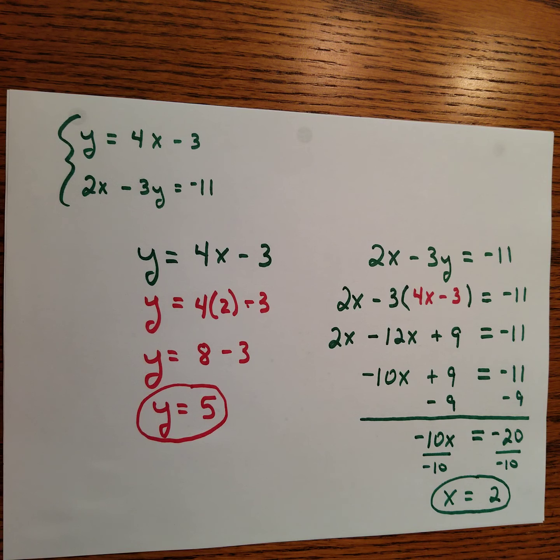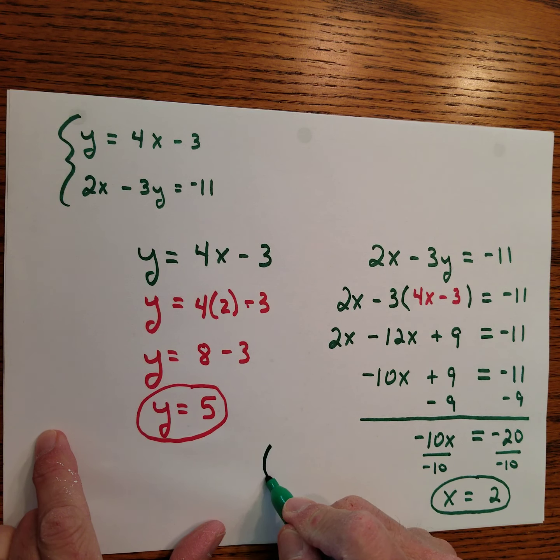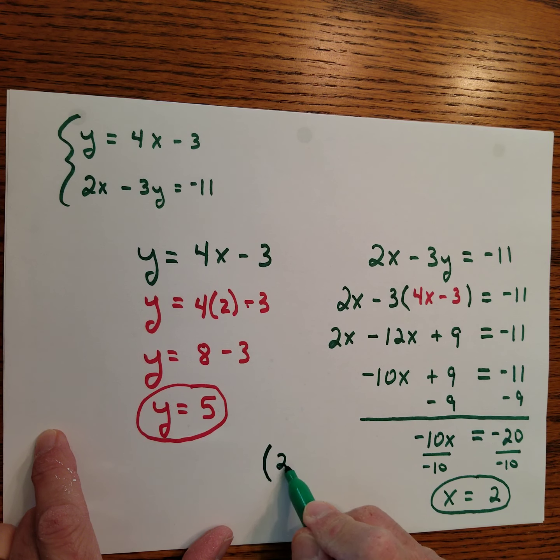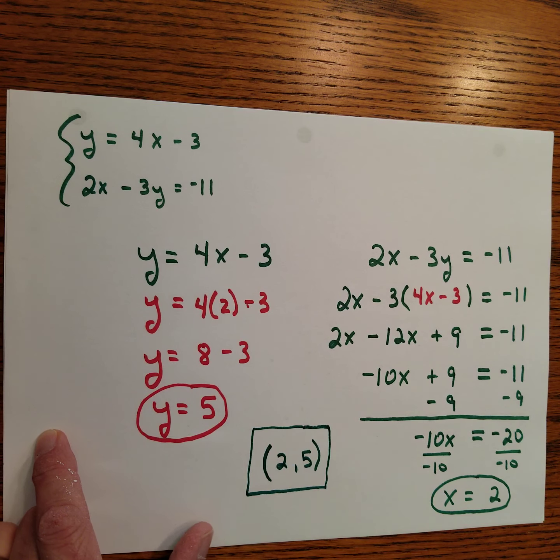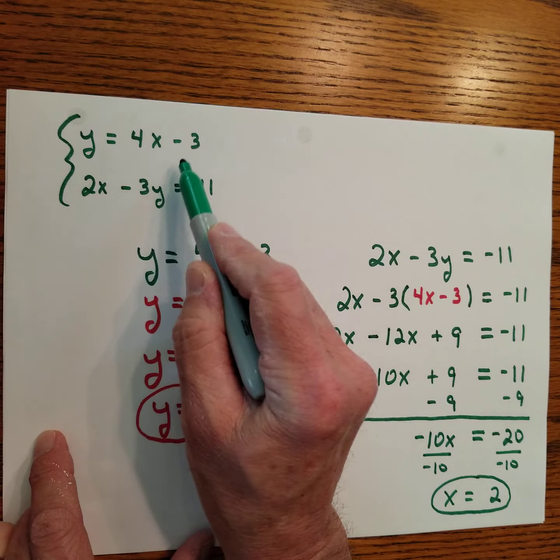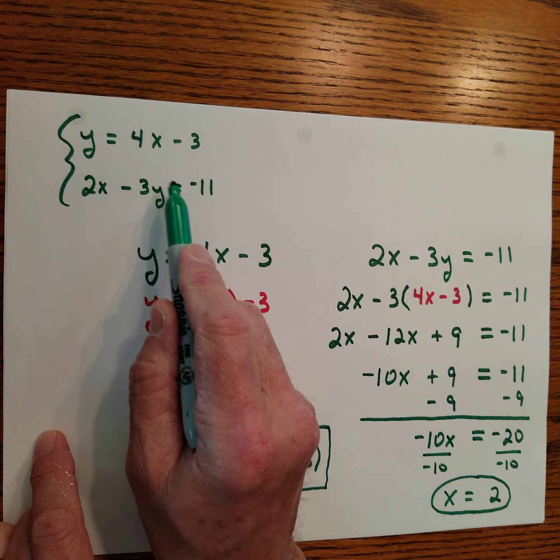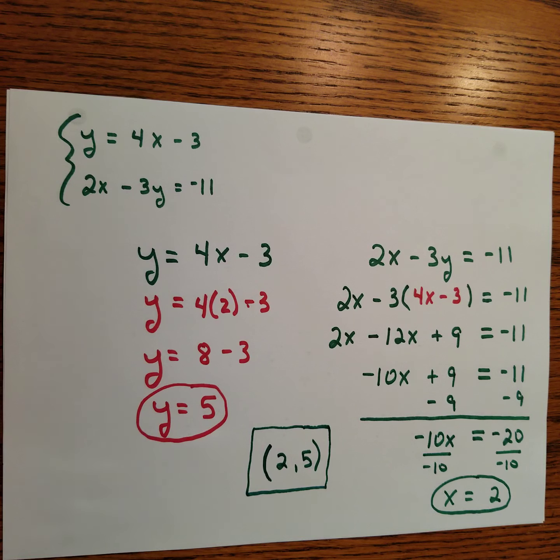Now, since I've got an x value and a y value, let's show the final answer as an ordered pair, where x was 2 and y was 5. There's the x and y values that if I plugged them in there would make that equation true, and if I plugged them in there would make that equation true.